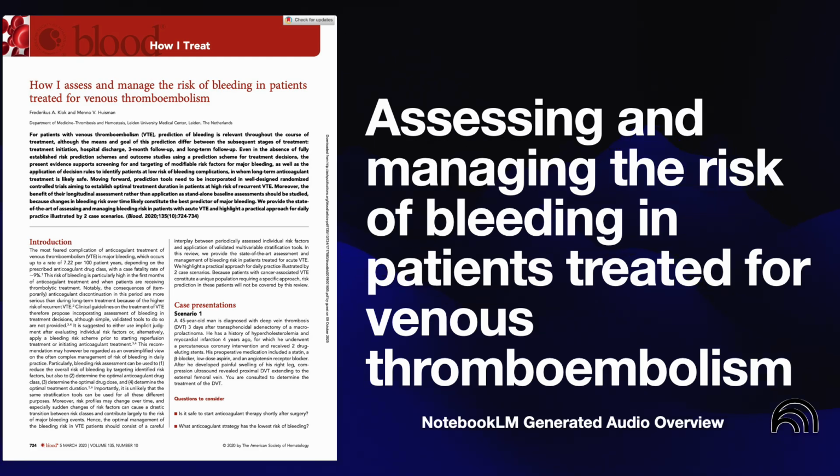Let's try to make this even more concrete with a couple of case scenarios. Can you walk us through scenario 1? A 45-year-old man who develops a DVT 3 days after neurosurgery. Okay, this is a classic high-wire act. He has a definite DVT needing treatment, but he just had transsphenoidal surgery near the brain. That's a major unmodifiable bleeding risk right there.